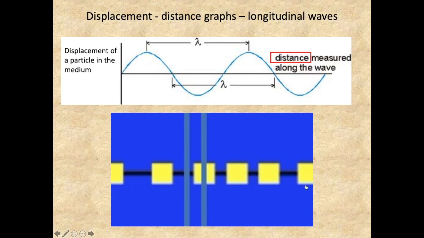How do displacement distance graphs look for longitudinal waves? Well, actually, they look exactly the same. So what does it mean to have a picture like this for a longitudinal wave? Now, if I'm drawing a displacement distance graph for a longitudinal wave, it might look exactly the same, but we need to change our perspective a little bit.